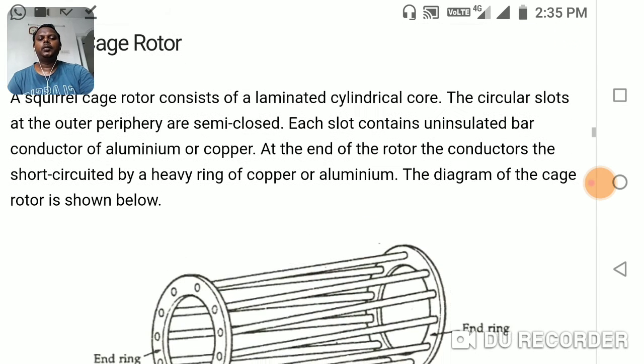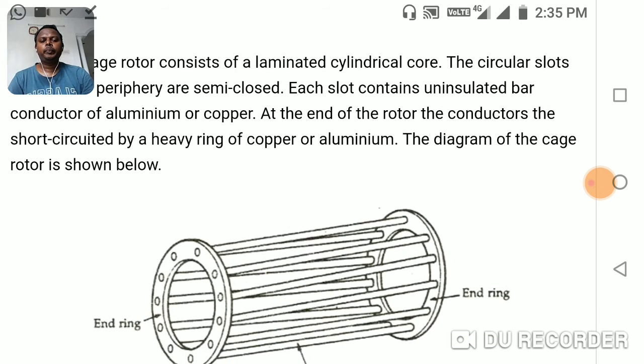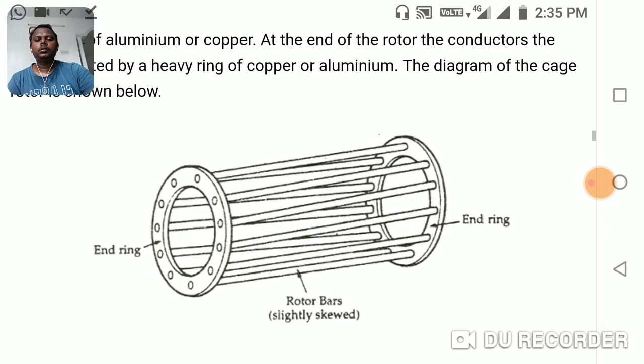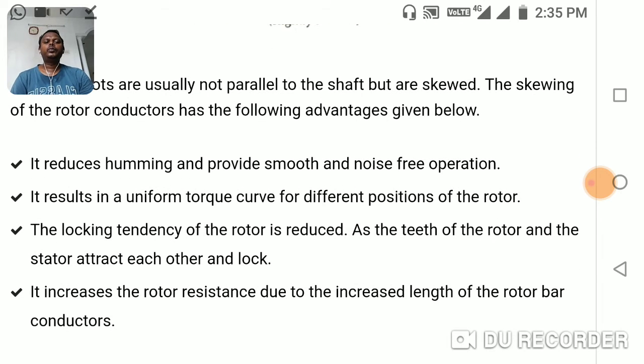As you can see, the edge of the slots has been encircled by a copper ring. Each slot contains an uninsulated bar conductor of aluminum or copper. At the end of the rotor, the conductors are short circuited by a heavy ring of copper or aluminum, which is shown in the diagram, and it has a few advantages. It reduces the humming and provides smooth noise-free operation.